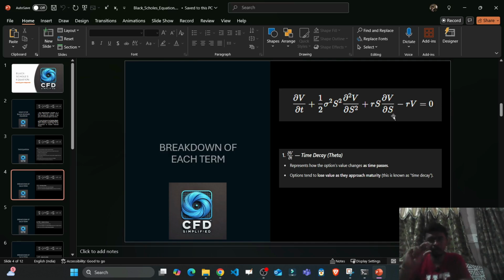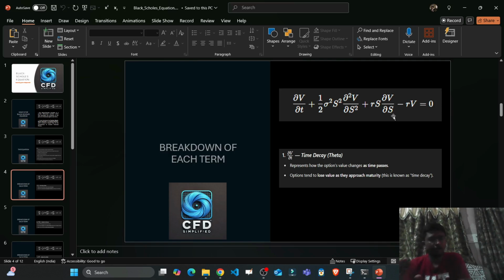Okay, so let's talk again about what this del V by del t means. Right now we have gone through the explanation of the symbols in the equation. Now we will talk about what these terms mean in the equation. The first is del V by del t, representing the time decay. If we have to represent it as a whole, we represent it by theta. So theta is equal to del V by del t. What does it mean? It represents how the option value changes with respect to time, that we have discussed in the previous slide also.